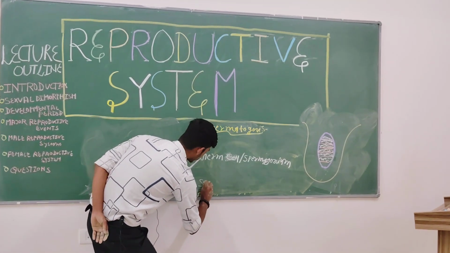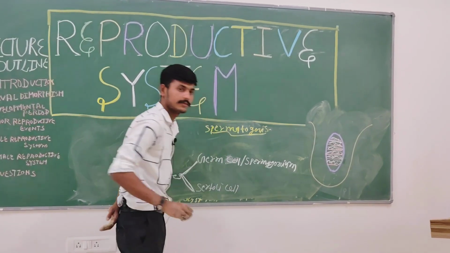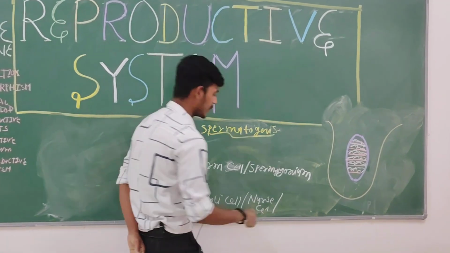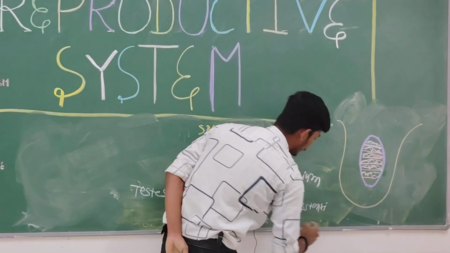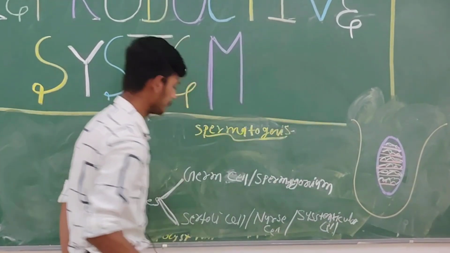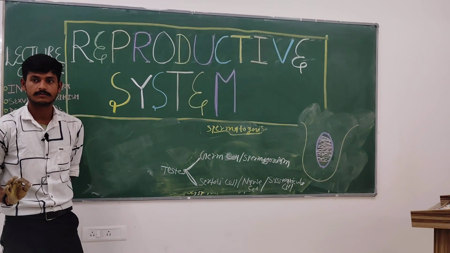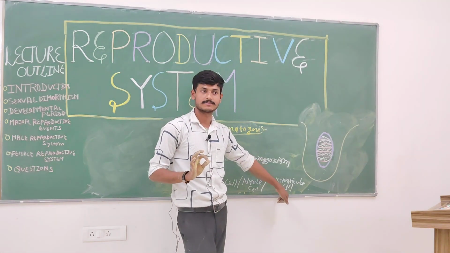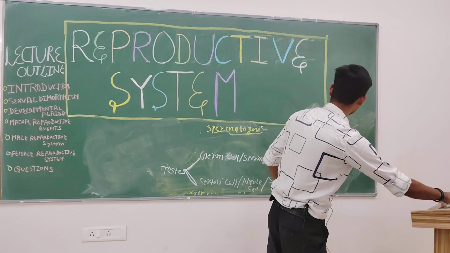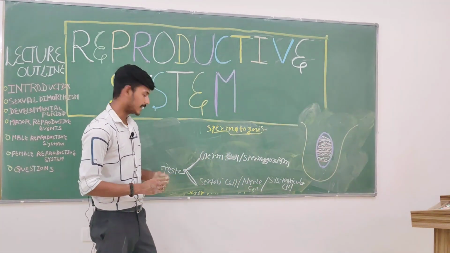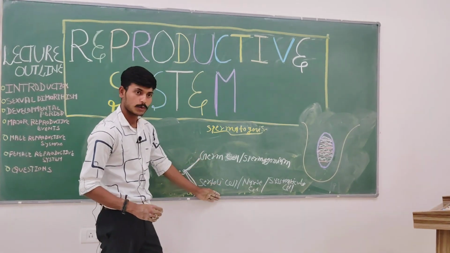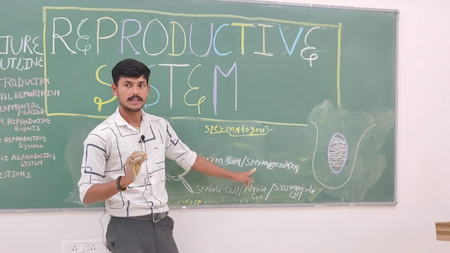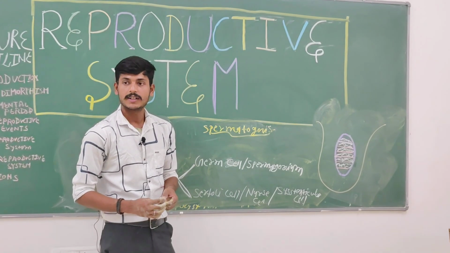Write down, Sertoli cell or nurse cell, or they are called sustentacular cell. Clear? Understanding? Sertoli cell, nurse cell or sustentacular cell. You will check the spelling next time. Just understand there are two types of cell in the testis, the germ cell and the Sertoli cell. This is basically a premature sperm cell. There is a need for further development.